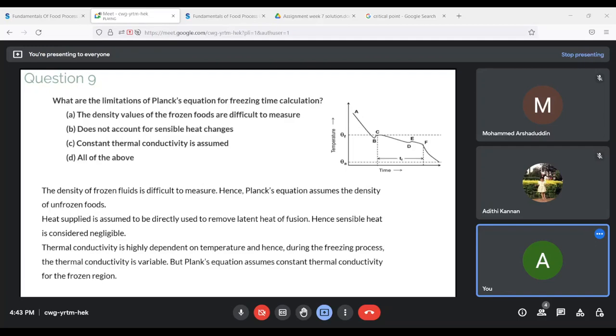So in both the problems that you notice, we have only one thermal conductivity value mentioned. But you can see that you are freezing the product, so you're decreasing the temperature as well. So thermal conductivities are all properties of solids that depend upon temperature a lot. So actually thermal conductivity will vary during the entire freezing time and will not remain constant. But for simplicity purposes, Planck's equation assumes a constant thermal conductivity of the frozen region. So hence, all the three assumptions are true in case of Planck's equation. Hence the answer is option D. So any question?